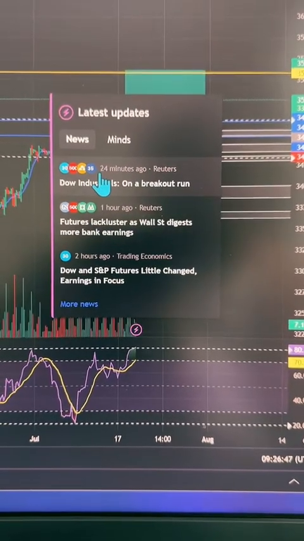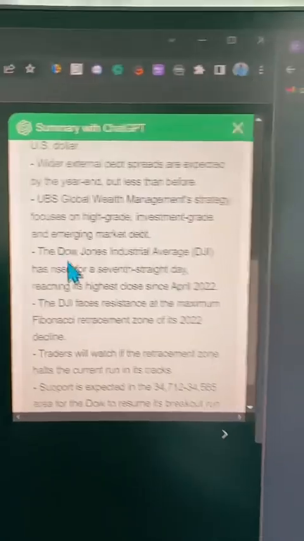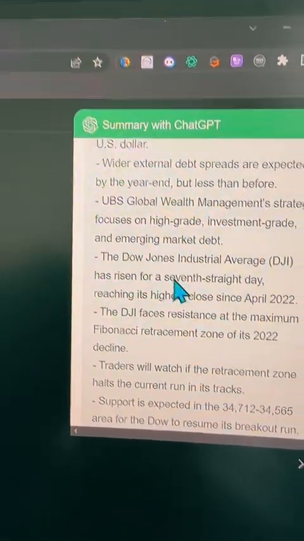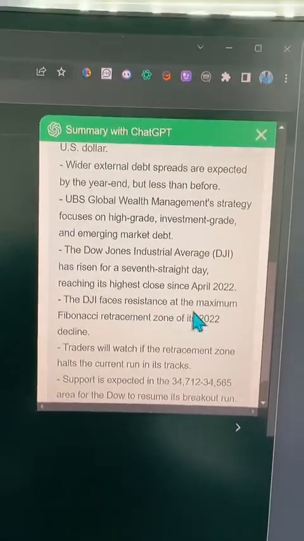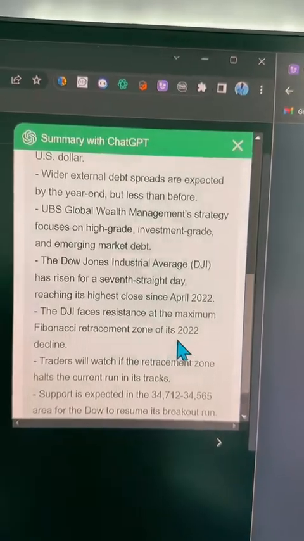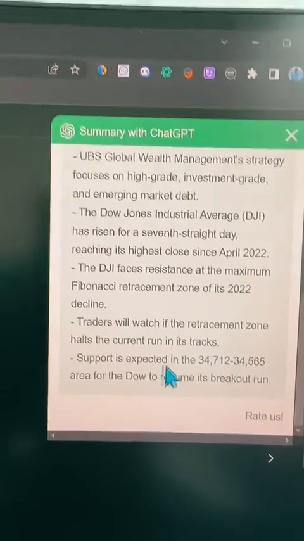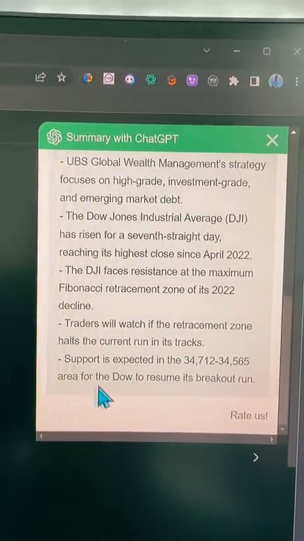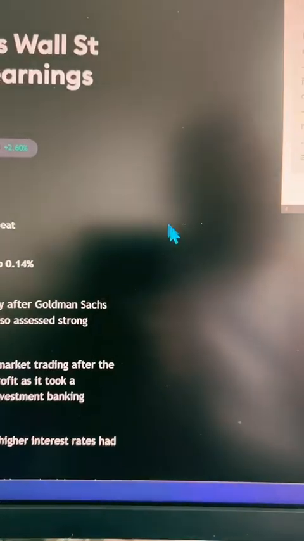Okay. Next, we're going to go over here to TradingView. We're going to click on this right here, and click on that there to summarize it. I want you to scan it. Just look for the important stuff. So this is important. The Dow Jones Industrial Average has risen for a seventh straight day. That's important. The DJI faces resistance at maximum Fibonacci retracement. Whenever that happens, you're going to want to look for reversals. And also this, support is expected in the 34712 to 34565 area for the Dow to resume its breakout run. Move on to the next one.